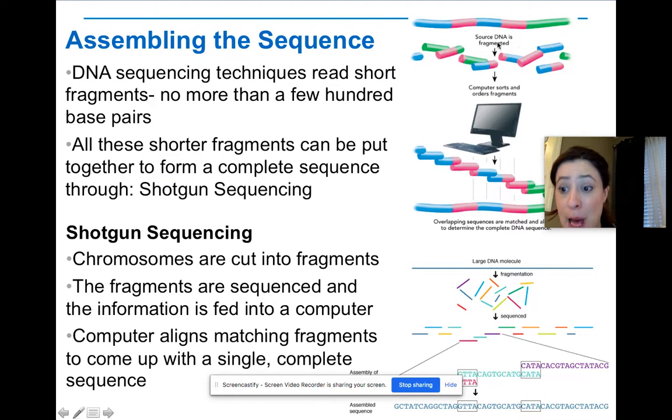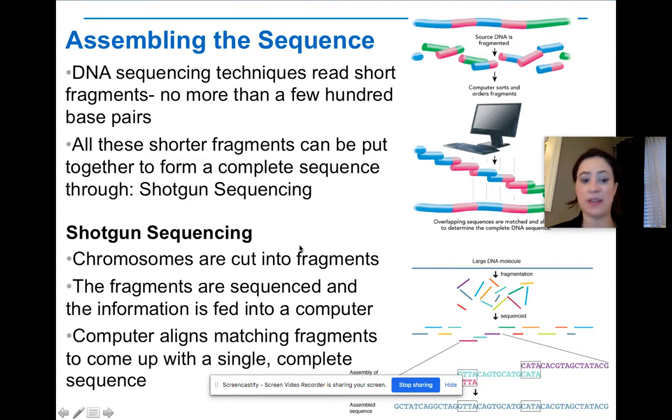So what you see up here is a whole source of DNA, and it's fragmented. The computer sorts out those fragments, orders them, and overlaps particular segments in order to get the complete DNA. And down here, what I like is that you can see the large DNA. Here are all the fragments. And what the computer program actually does is it overlaps certain letters to put together the genome, to get the sequence of letters.